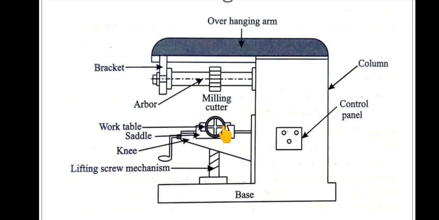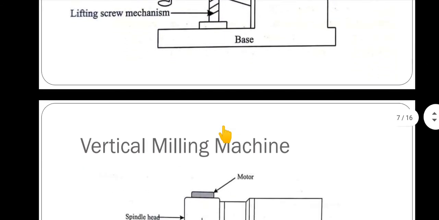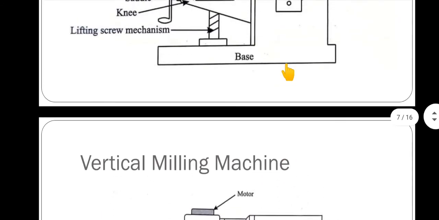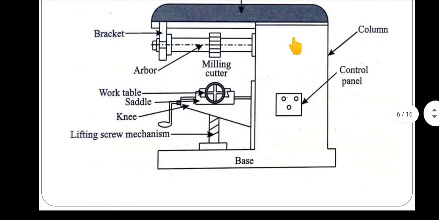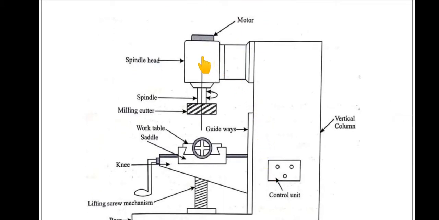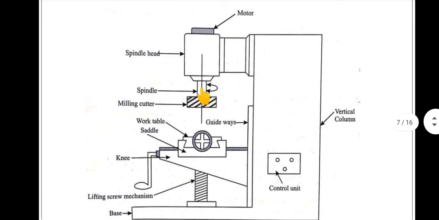Next we see the vertical milling machine. You can see here, this is the spindle, which is in a vertical manner. In the horizontal milling machine you did not see the motor, as it is placed inside the column. But in the vertical milling machine, the cutter is directly attached to the spindle of the motor and it is placed in a vertical manner. This is one of the differences between the horizontal and vertical milling machine.